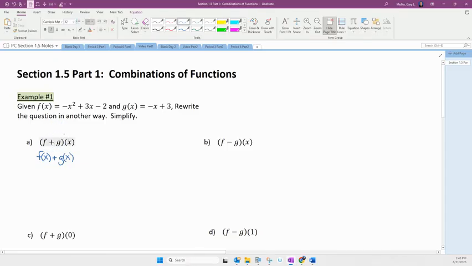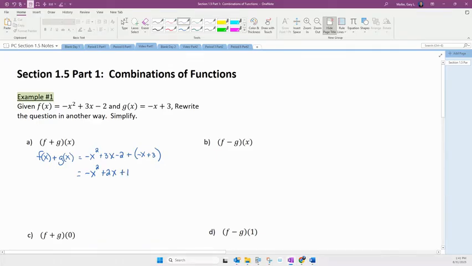Okay, so we have this question right here. This is simply telling us to add them together. So I get negative x squared plus 3x minus 2 plus negative x plus 3. The parentheses here are useless. I just wrote it because this plus minus was a little annoying, but really the parentheses don't do anything because we're adding, not subtracting. Combine like terms, and I get negative x squared, and then 3x minus x is 2x, and negative 2 and positive 3 is 1.